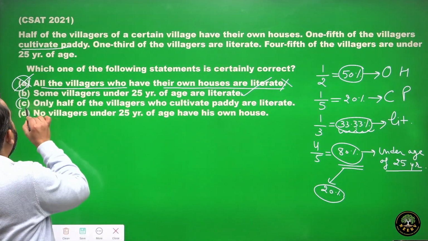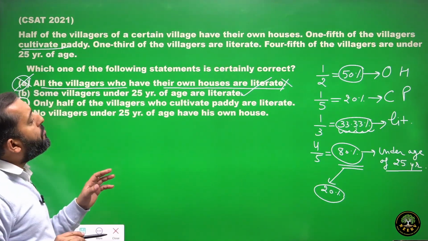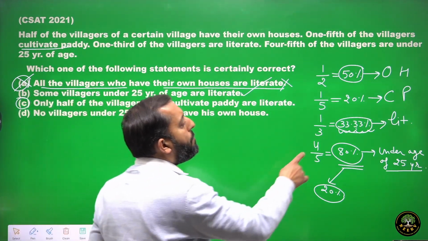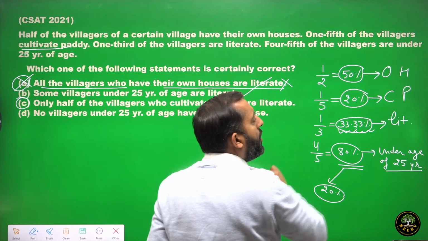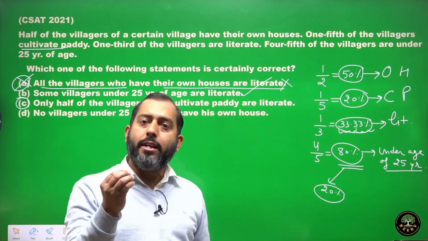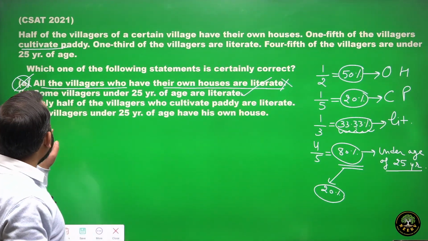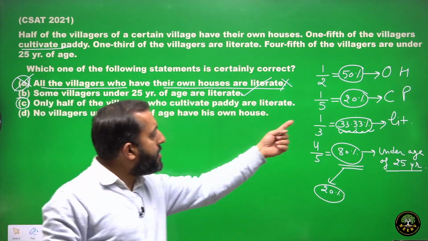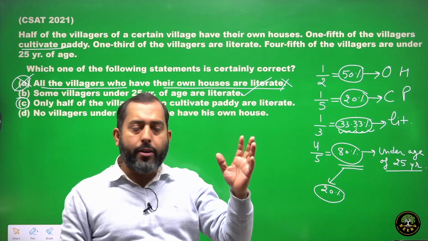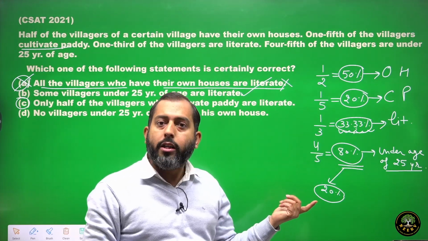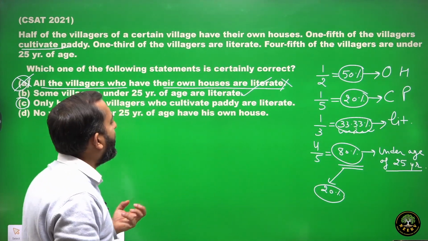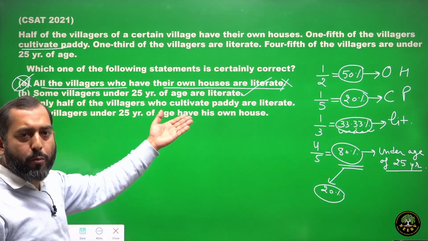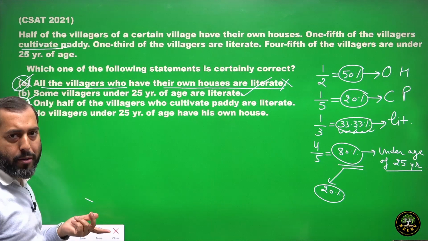Now, let's check out this. Only half of the villagers who cultivate paddy are literate. So, how many people cultivate paddy? 20%. What is half of 20%? 10%. This statement C says only half of the villagers who cultivate paddy are literate. So this statement is saying only 10% of people are literate. So this is wrong. 33.33% of people are literate. Now this is wrong, and we have already proved one of the statements to be true here. So obviously the answer has to be option B.